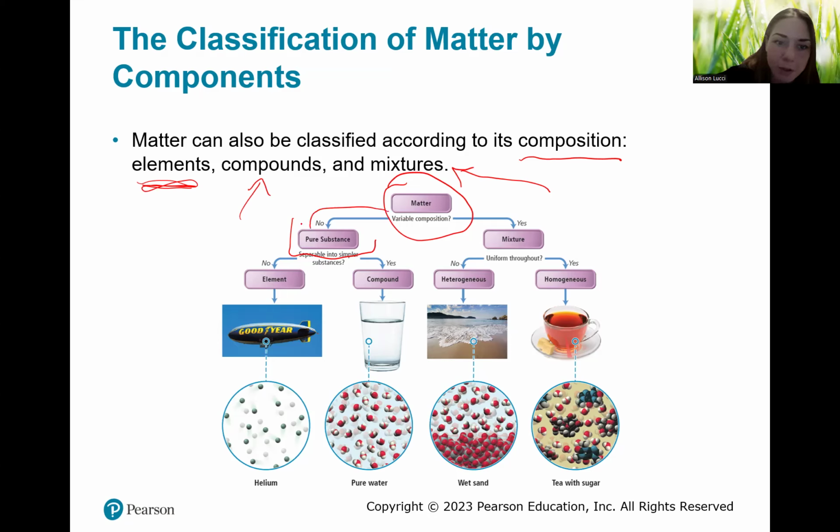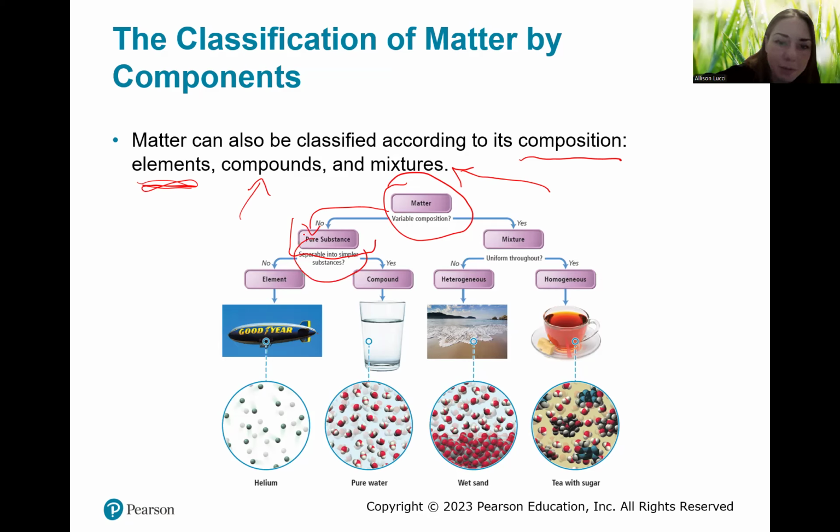If we go over here to pure substance, we can then pause here and say, okay, if I can separate this into simpler substances, then yes, then I have a compound. So for example, if I have water, it's H and O. H2O is the molecular formula. So there's two hydrogens, one oxygen. Through electrolysis, I could break down this compound, this molecule rather, and break it into hydrogen and oxygen. I could separate it further. So that's the question that we're asked here.